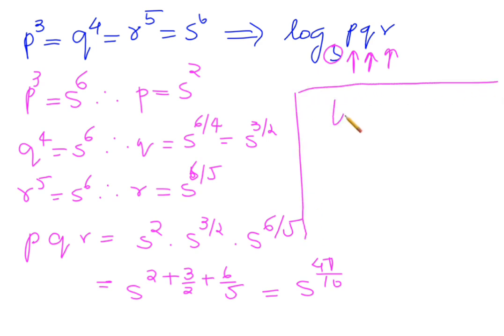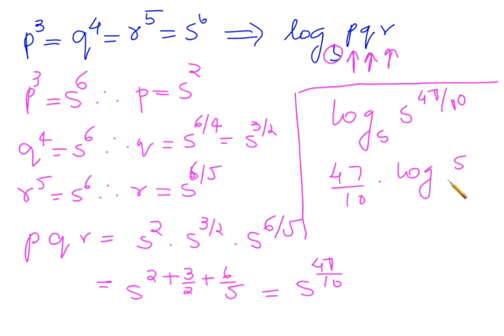So instead of log of PQR, I will write it as what? S raised to 47 by 10 to the base s. So we can write it as what? 47 upon 10 multiplied by log of s to the base s. So the answer comes out to be 47 by 10, because this value comes out to be just 1.